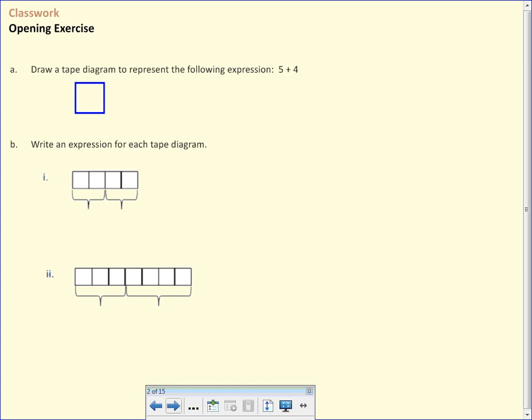Okay, let's go back to good old tape diagram. So in your notes, draw a tape diagram to represent 5 plus 4. So let's show 5. 5 plus 4.